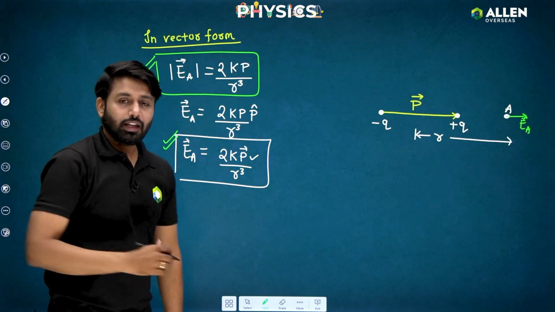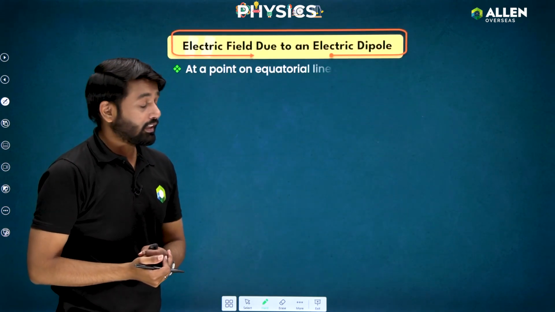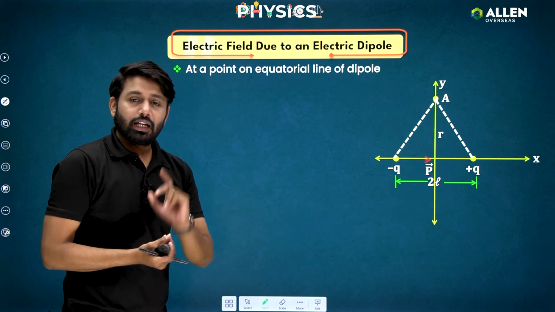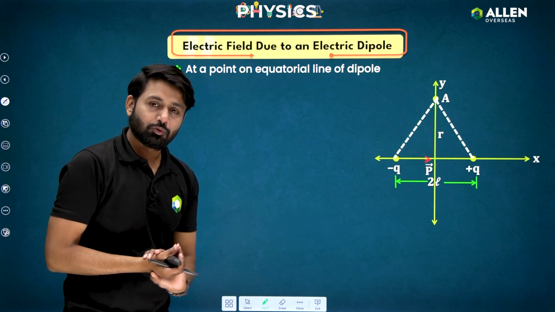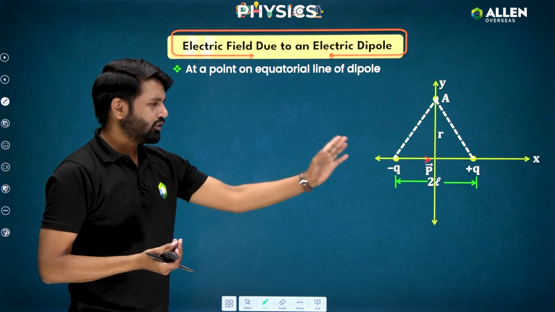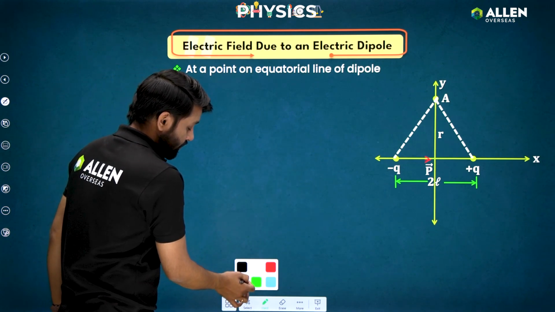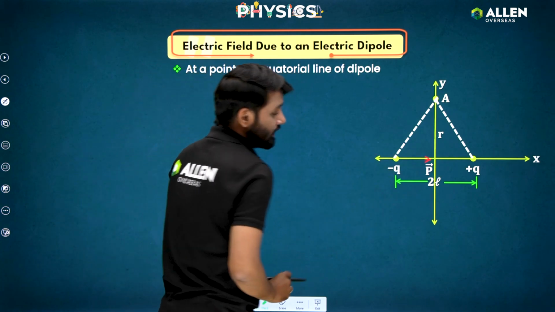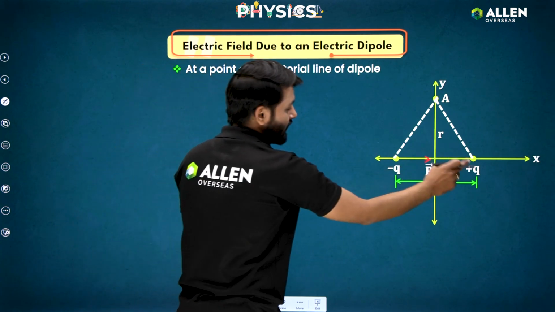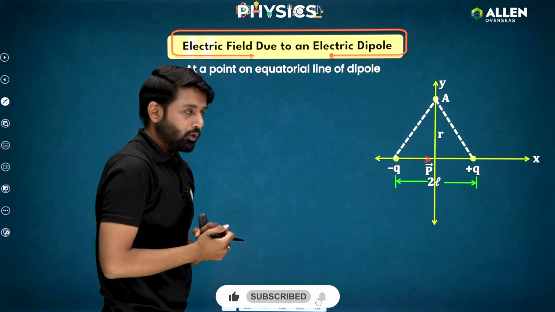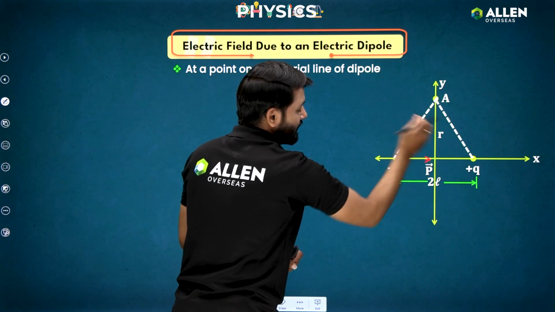Okay. Now, the next case in which I will consider the point is at the equatorial line. At this equatorial point we have to find the electric field. So let's find it. The process is the same. Just see here. The electric dipole moment is given, that is P vector. This is minus q, plus q, direction is from minus q to plus q. The separation between them is 2L, and we have to find the field at this point, and this is R.